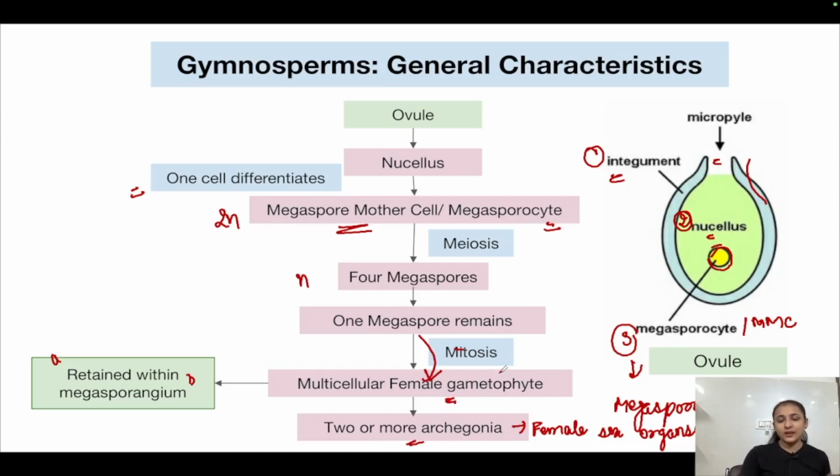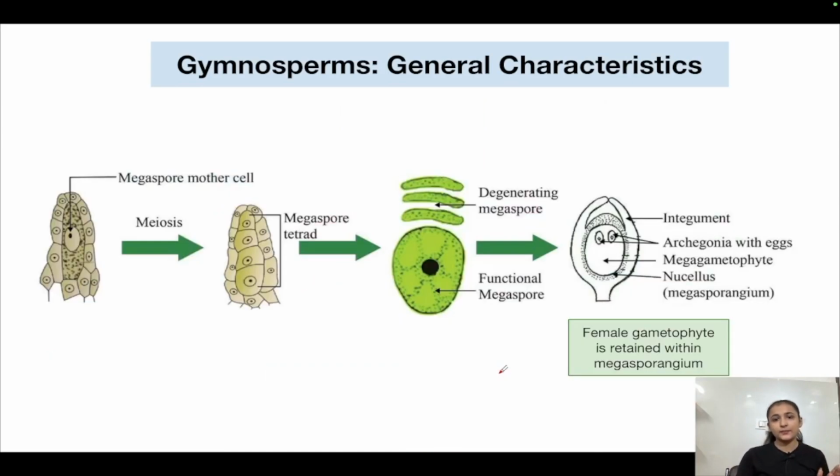Now, as you can see in this diagram, this is the megaspore mother cell. It will undergo meiosis to form a megaspore tetrad. So, in this megaspore tetrad, of these 4 cells, 3 of them will degenerate. Only one functional megaspore remains. This functional megaspore will form the female gametophyte.